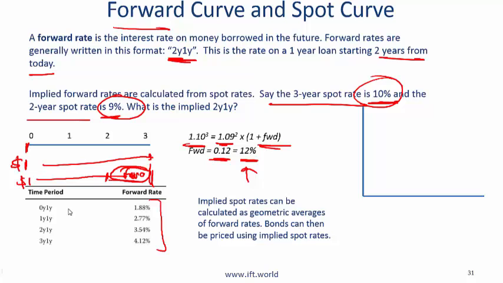So if you are given this rate 1.88, which essentially is the 1 year spot rate, and you are given 1y, 1y, what does that mean? This is after 1 year. If you borrow for a year, then you get this. So can you get the 2 year spot rate?